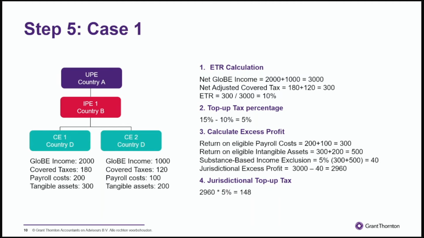And in the end, because that's the 2960, with 5%, that's 148, and that's the additional top-up tax. So when you look at this simple calculation, you see it's already complicated, but then we made it rather simple.